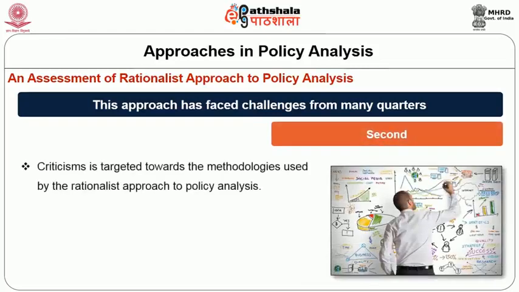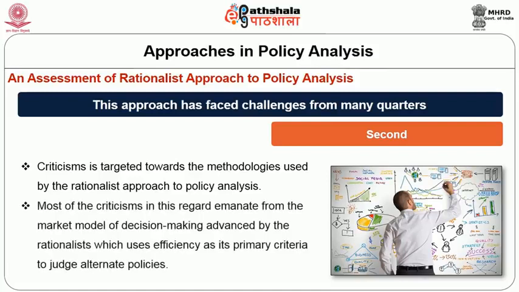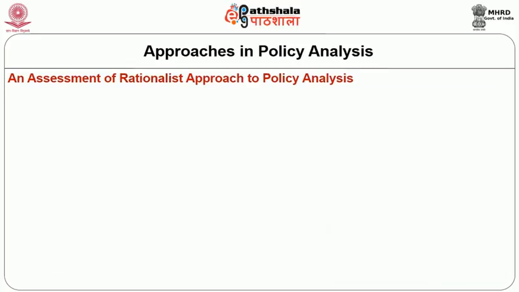The second set of criticisms is targeted towards the methodologies used by the rationalist approach to policy analysis. Most of the criticisms in this regard emanate from the market model of decision making advanced by the rationalists, which uses efficiency as its primary criteria to judge alternate policies. Apart from these criticisms, an assessment of initial applications of rationalist policy analysis by many scholars revealed that it could not achieve what it promised in terms of optimal results.